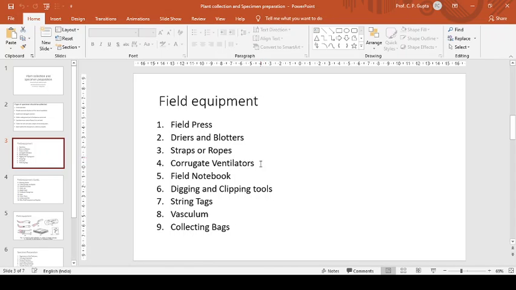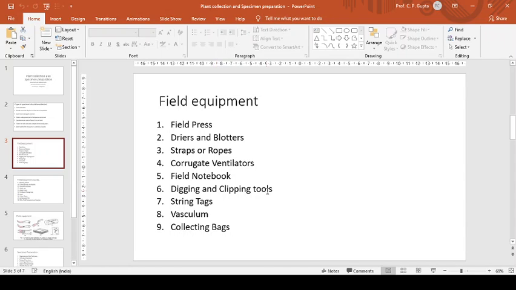Now field notebook, a very important part. An indispensable item of a plant collector is a permanently bound small field notebook with ruled pages. It is used to record the full data such as date, place, locality, habitat, elevation, local name, collector number, etc. of the collected plant. The data is recorded in the field notebook in the field itself.